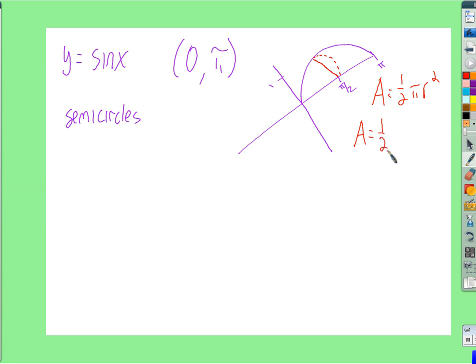Well, 1/2 is a number, right? So 1/2 pi is a number as well. R is the thing that's defined by the function. So how are we going to find how big R is? R is the sine of x? The sine of x is from there to there. That's the diameter. So we're going to say half of that y value. R is the sine of x over 2. I'm going to square that.